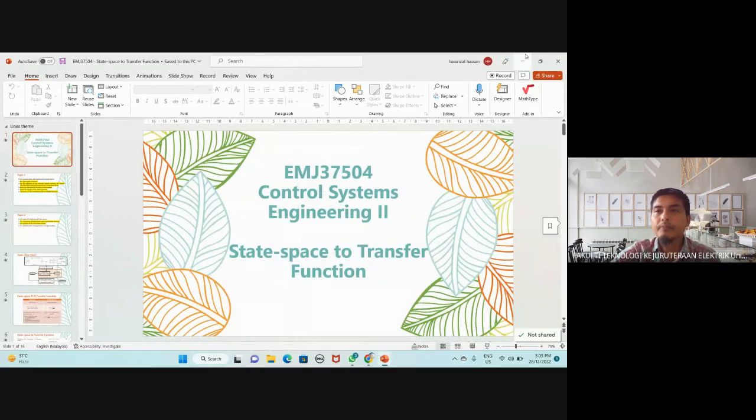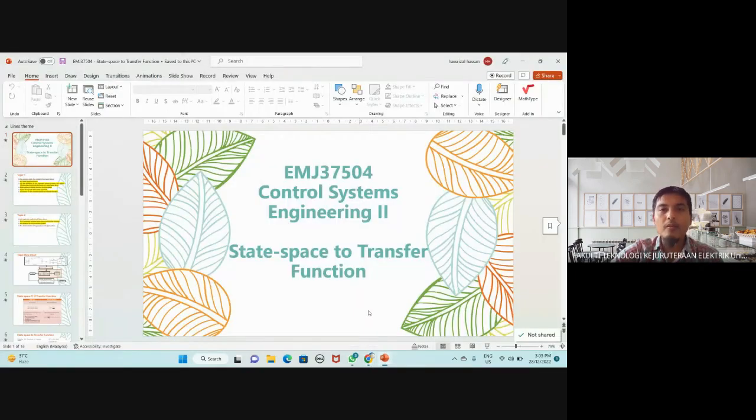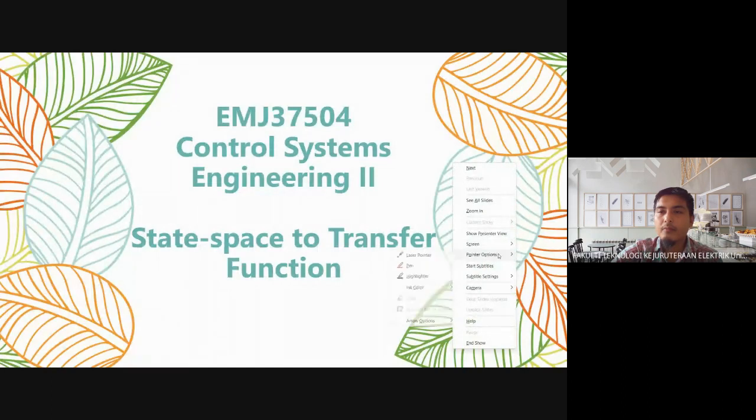All right. I believe I share the screen. All right. Okay. Yes, I share the screen. Okay, state space to transfer function. Pointer vision pen.